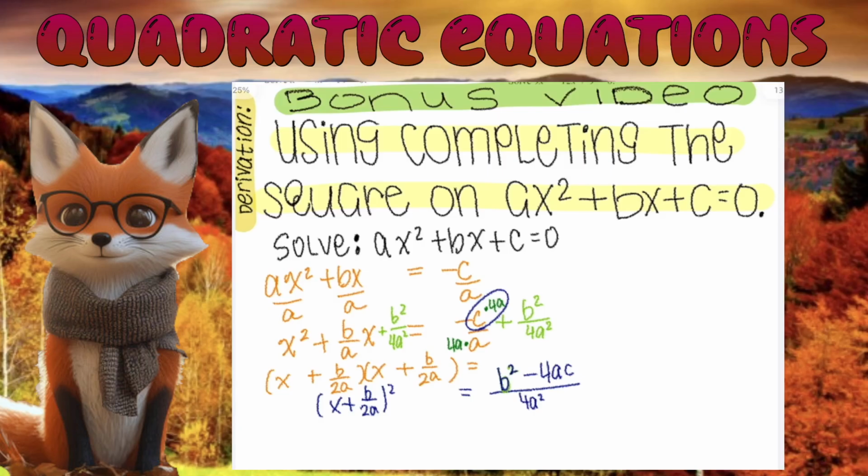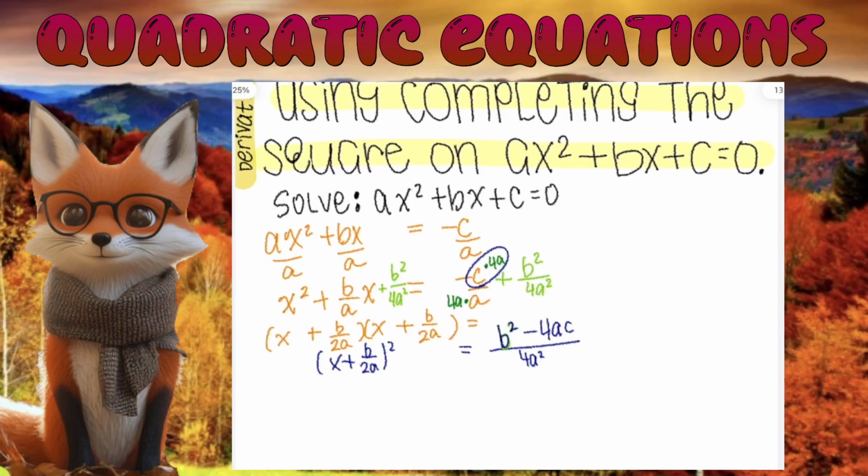I'm going to take the square root of both sides. I'm going to put a plus minus out front on that right side. x plus b over 2a equals plus minus. Now, it's really over the whole thing, but the bottom's a perfect square. So I'm just going to put the radical on the top.